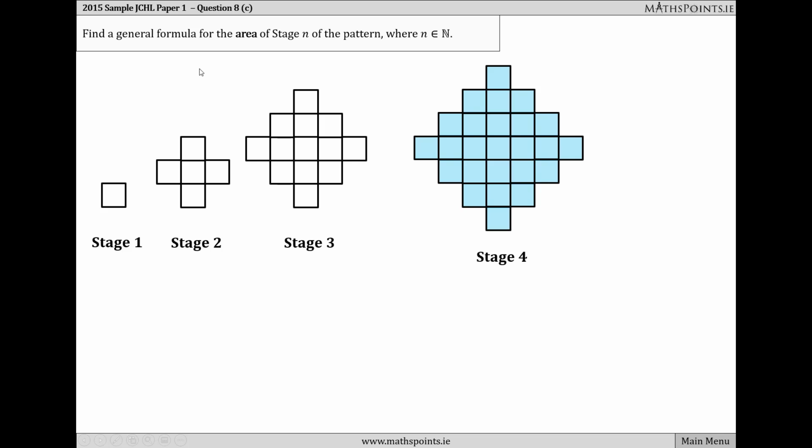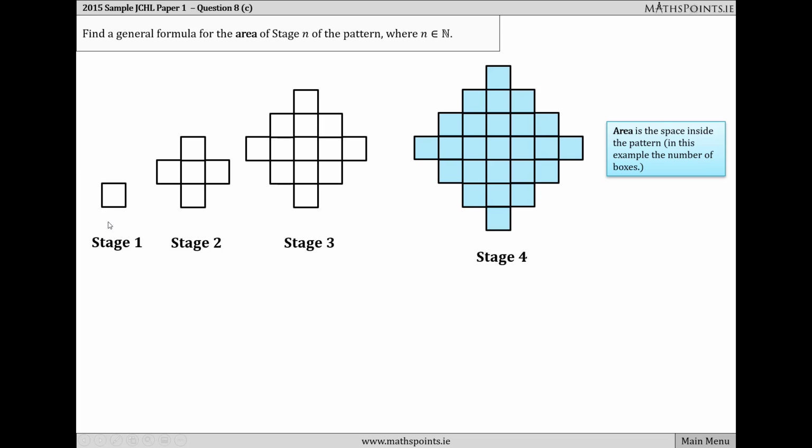The previous part asks us to find a formula for the perimeter of these stages, and now we're being asked for the area, so the amount of space inside each of the stages. One box in this question is 1 square unit, so to find the area of each stage all we have to do is count the number of boxes.